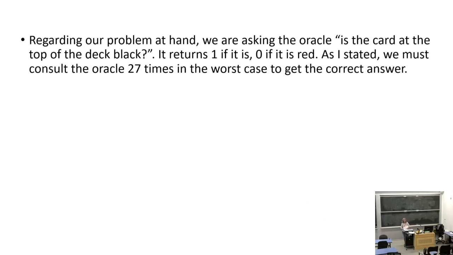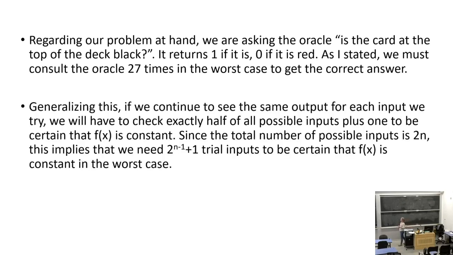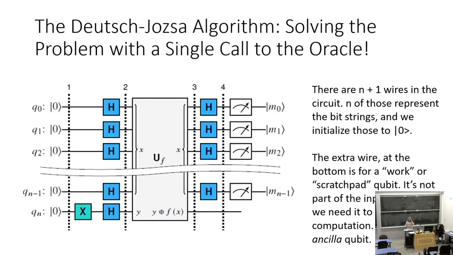Okay, so if we go back to our playing card problem, we're asking the oracle, is the card at the top of the deck black? And it returns a 1 if it is, and a 0 if it's red. And like we said earlier, I would need to consult the oracle 27 times in the worst case to get the correct answer if I was just thinking about it in this classical picture. So if we continue to see the same output for each input we try, then we have to check exactly half of all the possible inputs plus 1 to be certain that our function is constant. Since the total number of possible inputs is 2^n, this implies we need 2^(n-1) + 1 trial inputs to be certain that our function is constant in the worst case. That's pretty bad. So how do we do this using a quantum computer?